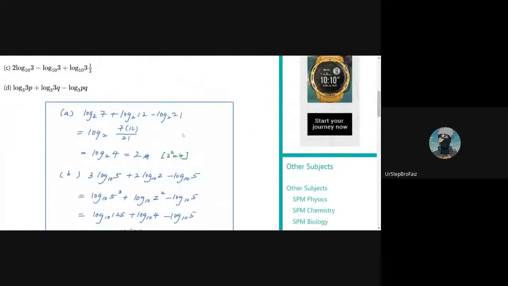Can I scroll up? Yes, this way. Okay, you can copy down.